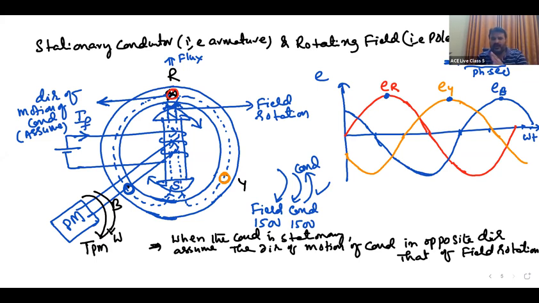Now, if the rotor is driven counterclockwise, what will happen? Tell me. If the rotor is rotated counterclockwise, what will be the phase sequence? First R will come. After 120 degrees, moving in this direction, B will come. After another 120 degrees, Y will come. So what is the phase sequence? RBY. This waveform is for clockwise. For counterclockwise, here R, here Y will come.